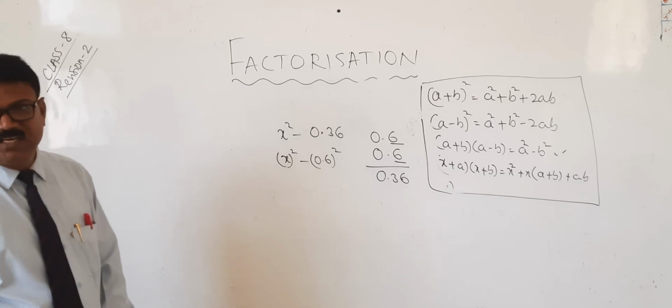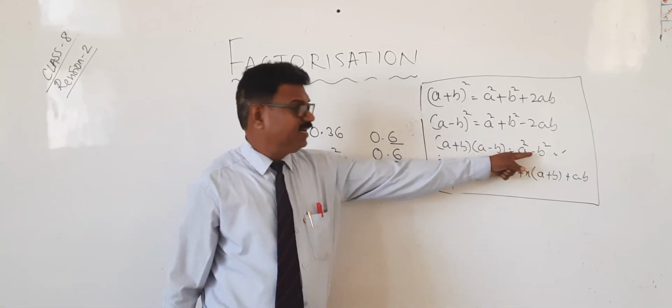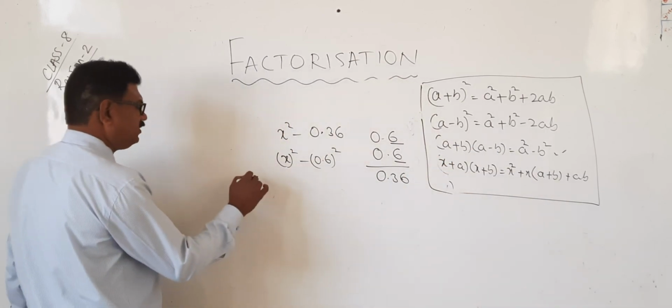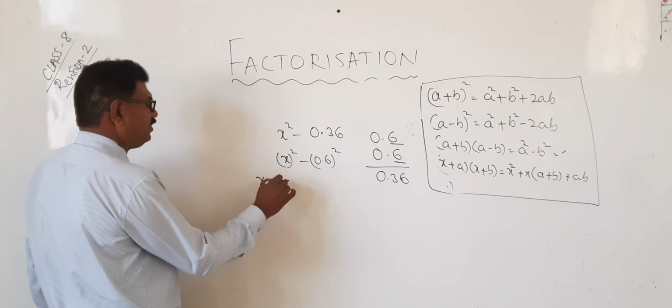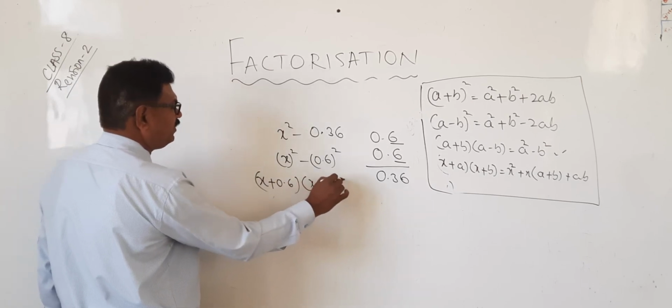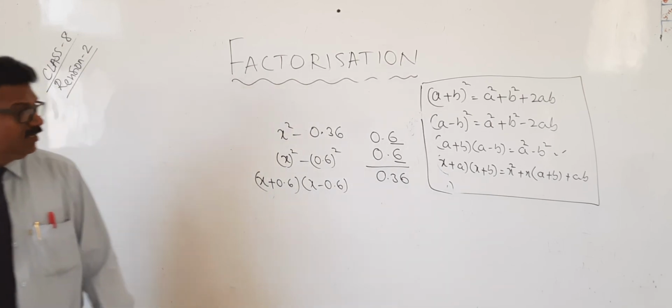Now which identity does it come under? a square minus b square equals a plus b into a minus b. So x plus 0.6 into x minus 0.6. So this is the answer. Okay, please take it down.